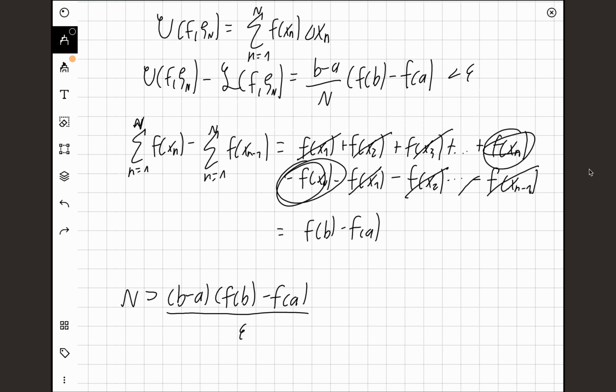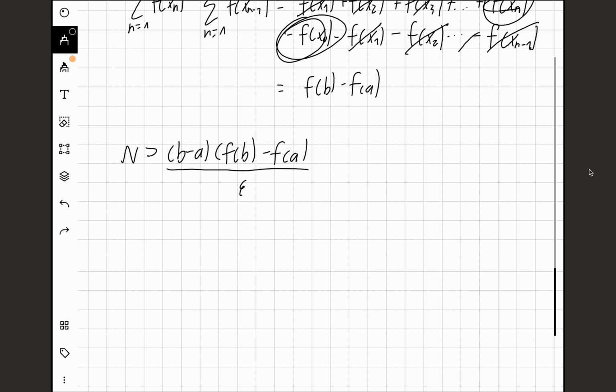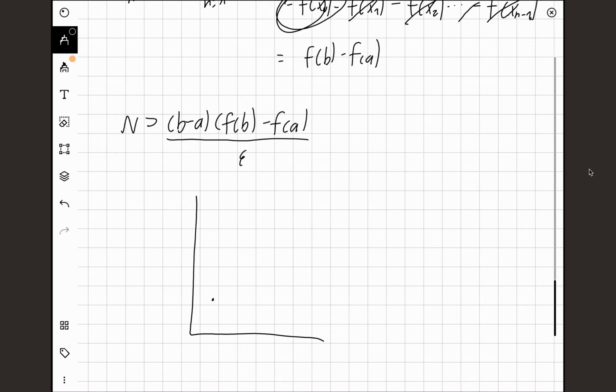And now we can see that we never used continuity in this proof. We can have a function which looks like this: not defined here, defined here, not defined here, defined here, and this function is integrable on its interval a to b. There's nothing stopping us from saying that this function is Riemann integrable. So yeah, that is the end of the proof.